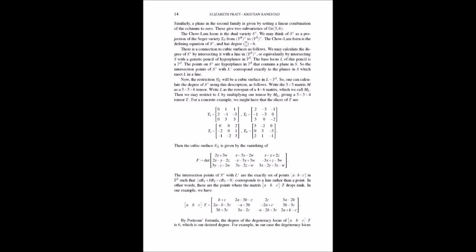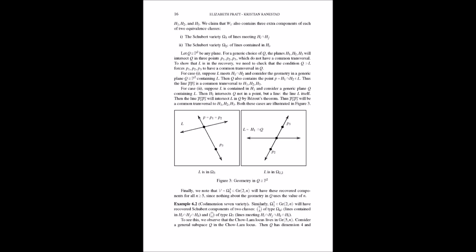Okay, that makes sense. Are there any cases where the connection between the Chow Lam form and the original variety is more clear-cut, where we can be more confident about the recovery? There is. When the Chow Lam locus turns out to be what we call the dual variety of the original variety, things become a bit more elegant. Dual variety. Okay, that's a new term. Can you explain that a bit?